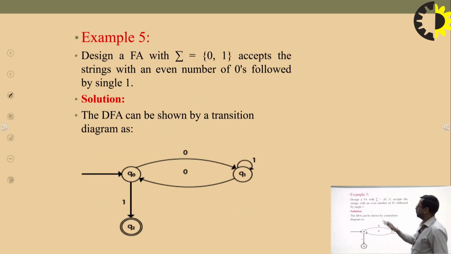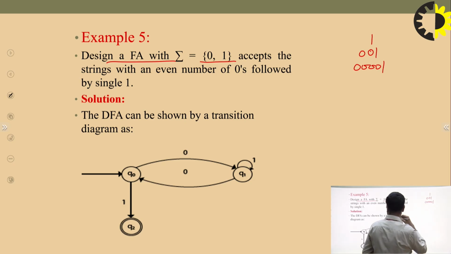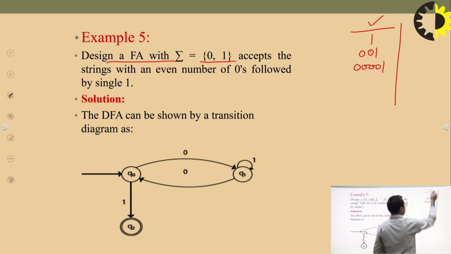Next one is to design a finite automata with the input symbols 0 and 1 that accepts the strings with an even number of zeros followed by a single 1. That means if we have an even number of zeros, what can that be? Let's suppose 0 0 1, or 4 times 0 then 1. If such strings are given, they should be accepted.